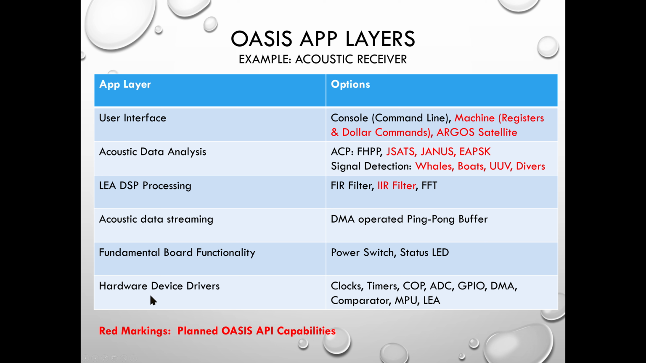When we look at these layers at the lowest level, of course, we have the hardware device drivers for things including the clock, timers, computer operating properly, or crash detection, analog to digital converter. General purpose IO. DMA controller is important for acoustic data streaming. Comparator is part of one of the receiver options, memory protection unit, and the LEA, which is the DSP coprocessor.